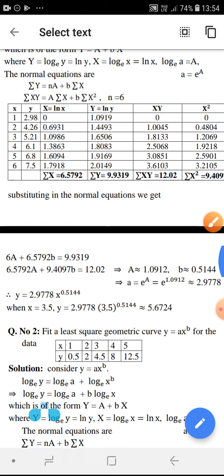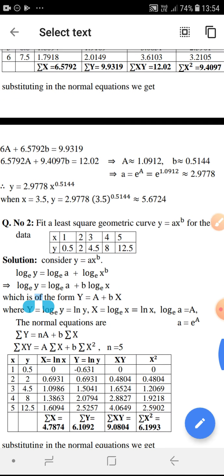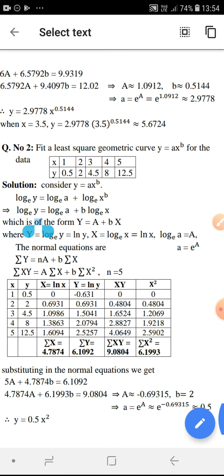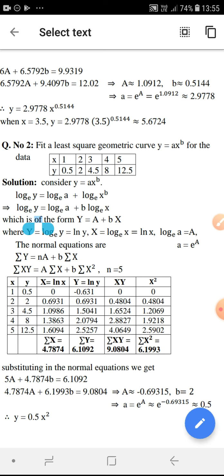Then the second question, question number 2. Fit a least square geometric curve y equal to a into x power b for the data where x and y values are given. For x there are 5 values and corresponding 5 values for y, so n will be equal to 5. The question is clear: you have to fit a curve of the form y equal to a into x power b.